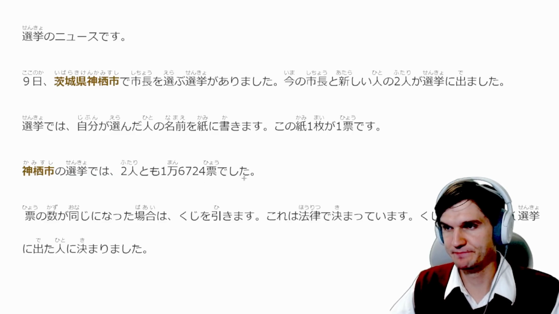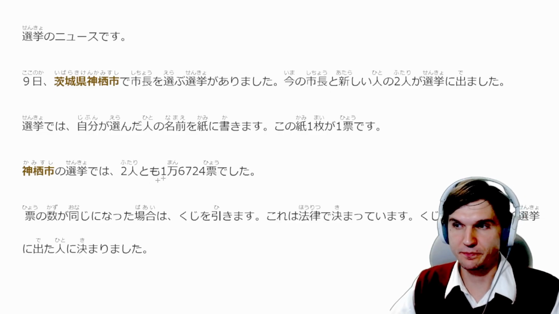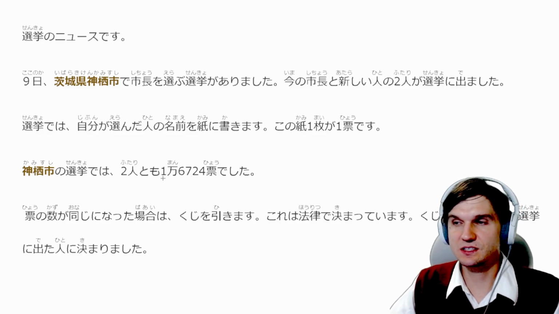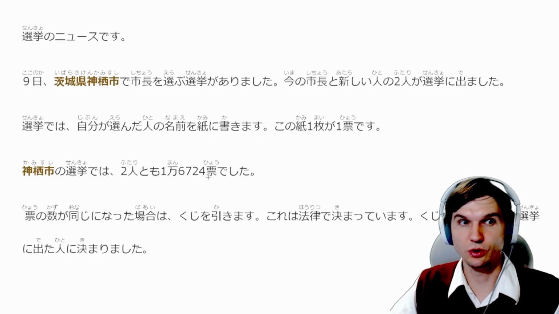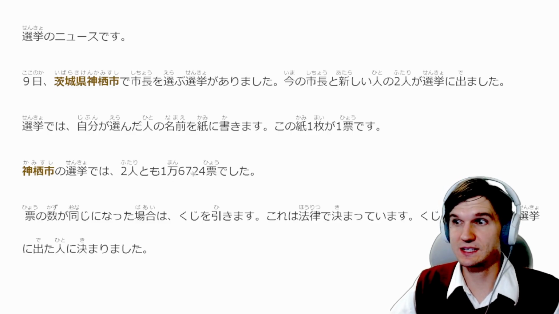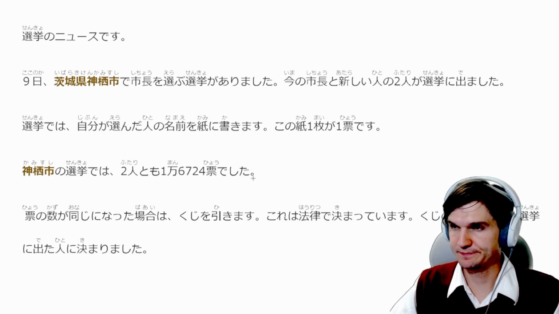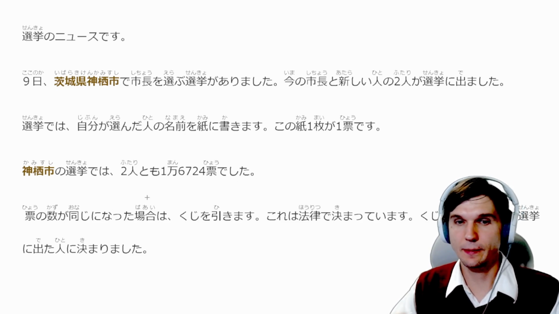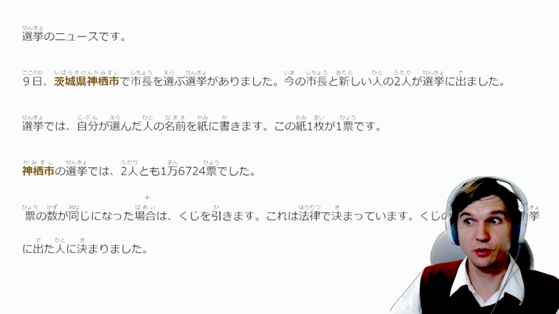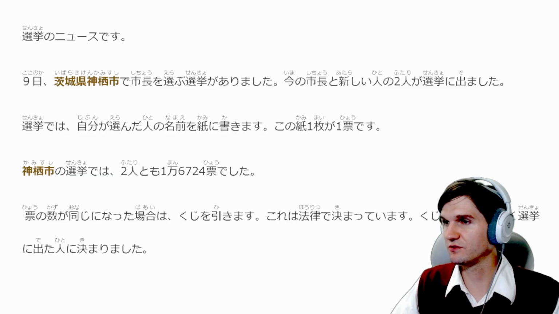16,724票でした。So we have our counter here, which is votes again. So both of them had 16,724. So 16,000, man is 10,000. 16,724 votes. 16,724票でした。でした is in the past tense since this is something that happened in the past. So both of them in these elections had 16,724 votes.